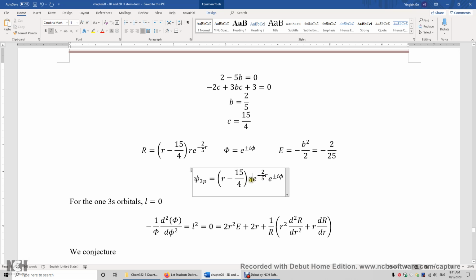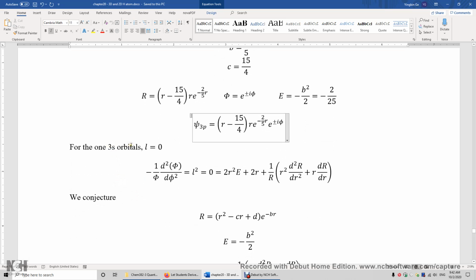And the other one is a planar nodal surface, because you may combine R with cosine phi to get X. You may combine R with sine phi to get Y. So in this case, when X is 0, you have a planar nodal surface. When Y is 0, you get another planar nodal surface. So it depends. If you have 3px, you have the X equals 0 planar nodal surface. When you have 3py, you have the Y equals 0 planar nodal surface.